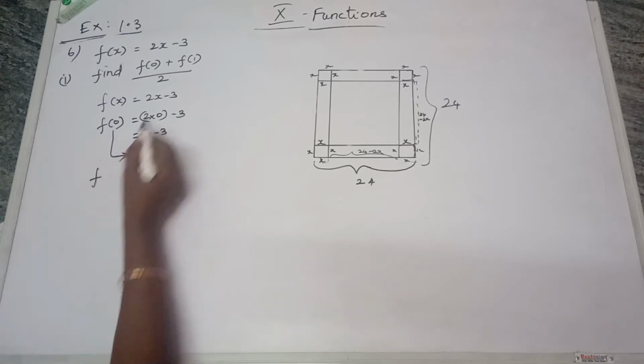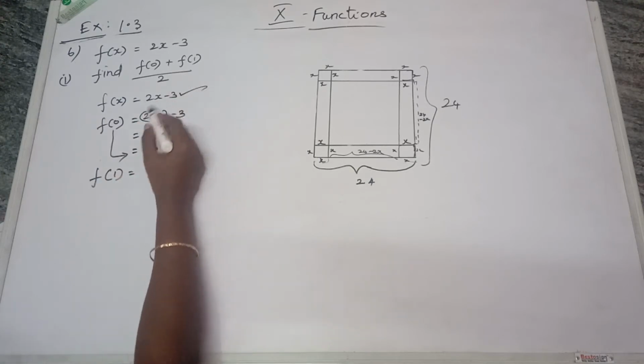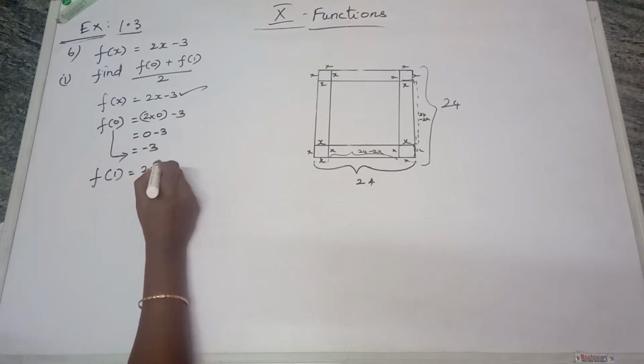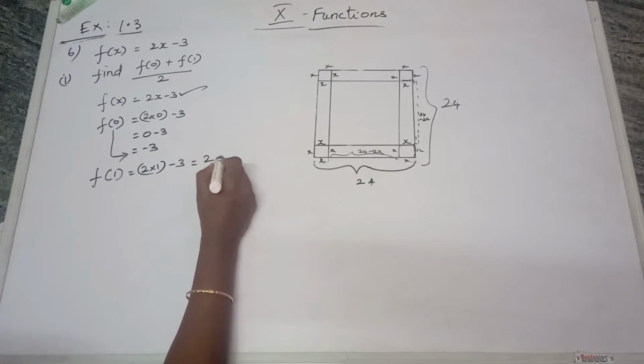And then f(1) is there. So f(1) equals, in the place of x you have to substitute 1. So 2 into 1 minus 3, which is equal to 1 twos are 2, 2 minus 3.